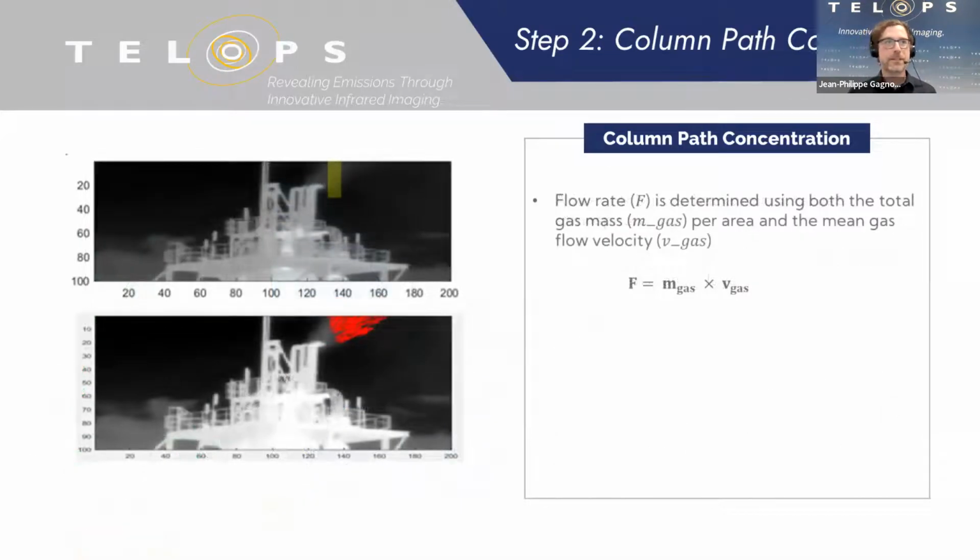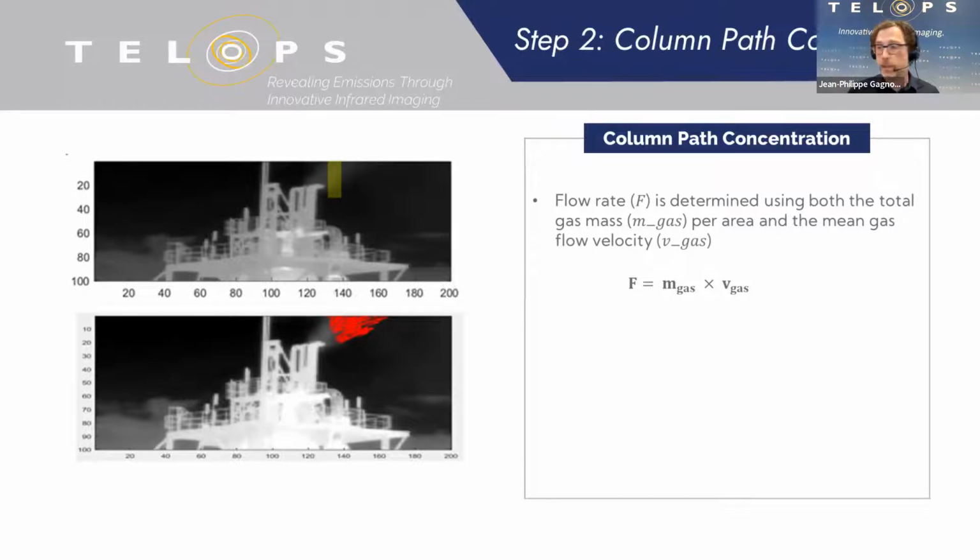I know it sometimes isn't easy to understand, but I can always go back to it if need be. Oh, I made a little mistake here. This should read step 3. So step 3 is taking our measurement, our column path concentration that we've determined in step 2, and then factoring in the velocity of the gas to come up with a gas flux measurement.